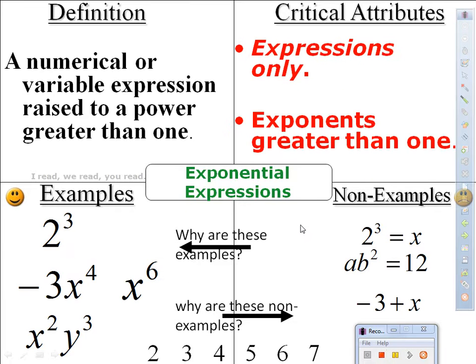Exponential expressions. Remember that? Aren't they the exact same thing? But the definition I gave you was a little bit more precise. It was a numerical variable expression raised to the power greater than 1. Okay? We already have these notes.